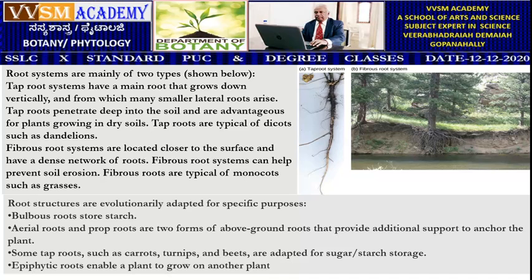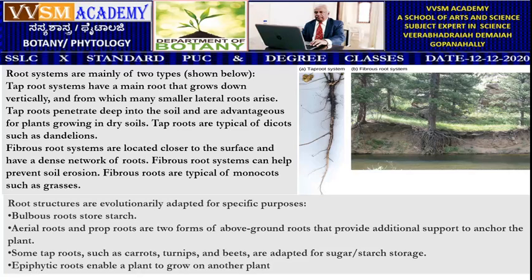The fibrous root systems are located closer to the surface and have a dense network of roots. Fibrous root system can help prevent soil erosion. Fibrous roots are typical of monocots such as grasses. The grasslands or the grasses are considered as monocot plants. Root structures are evolutionarily adapted for specific purposes.